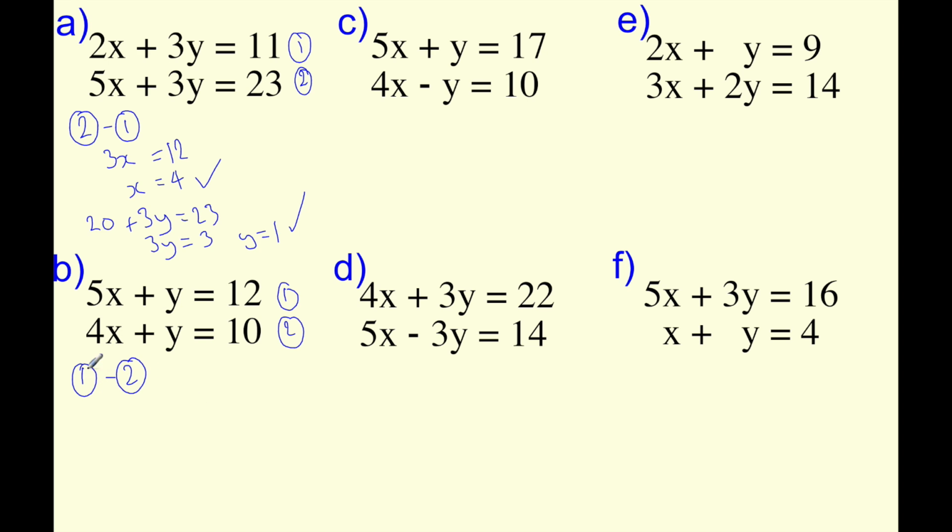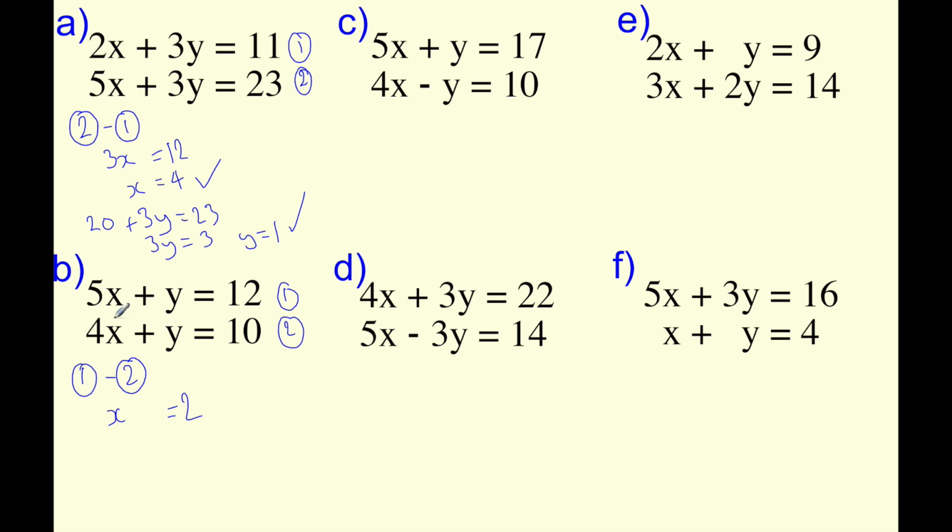So in this one, equation 1 take away equation 2. 5x take away 4x is x. Y take away y is 0. 12 take away 10 is 2. There's nothing more to do. We can see now that x is equal to 2.